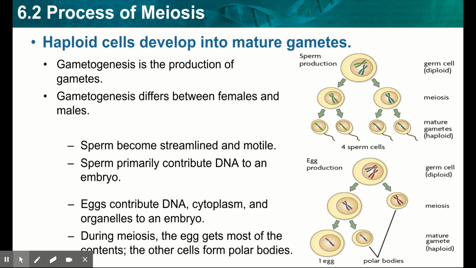The last slide is just showing how haploid cells are going to develop into mature gametes. Gametogenesis is the production of those gametes, those sex cells, and they differ between females and males. So sperm becomes streamlined and motile, and the sperm primarily contribute DNA to an embryo. The embryo then develops into us. Eggs are going to contribute a little bit more. They're contributing DNA, cytoplasm, and all the organelles to an embryo.